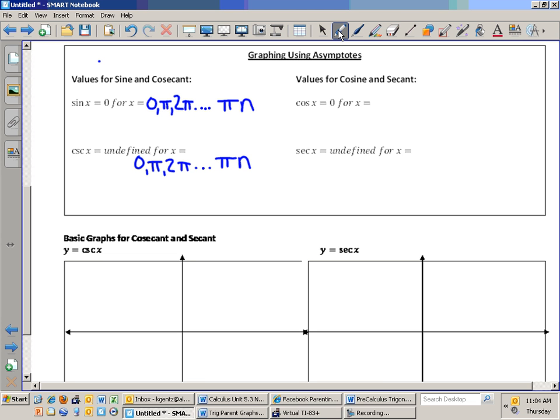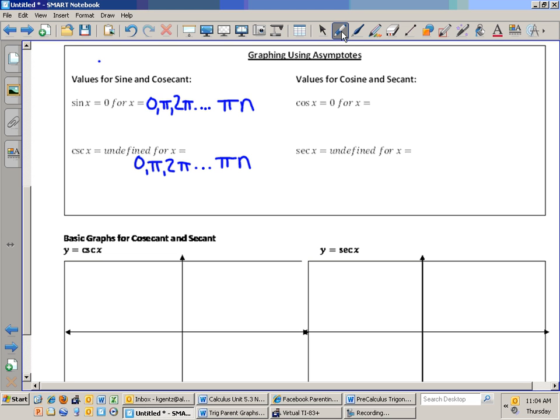So if I have undefined values at these spots, what will be on my graph? Vertical asymptotes. Yes, exactly. Vertical asymptotes will run through those spots. So you already know a little bit about the graph. Secant and cosecant are going to have vertical asymptotes because it's the reciprocal of sine, and sine is equal to 0 at some places. So that's a problem.